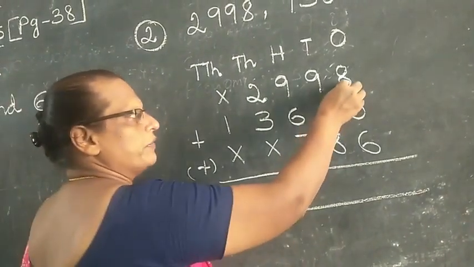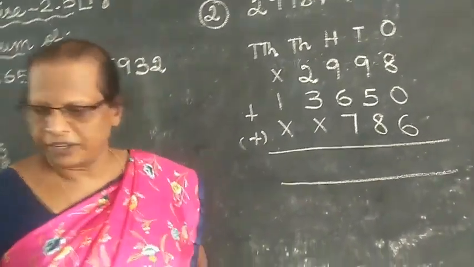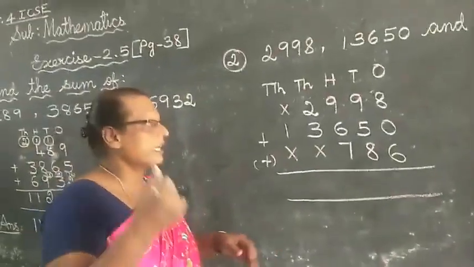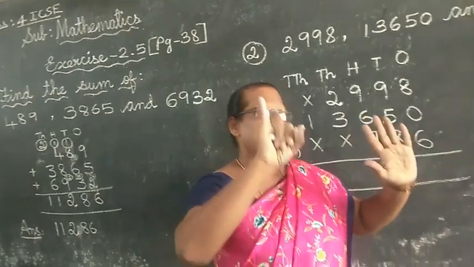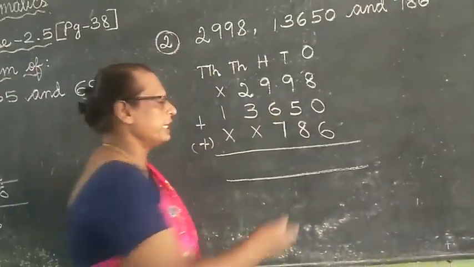Okay. Now we will add 8 plus 6. 8 in the mind, 6 on the fingers. After 8 what will come, children? 9, 10, 11, 12, 13, 14.